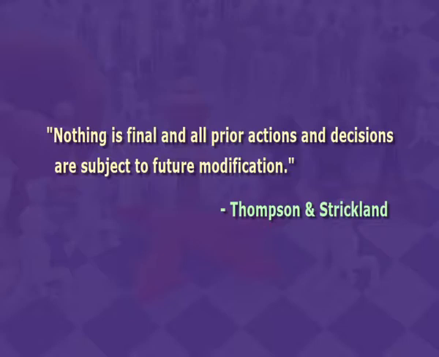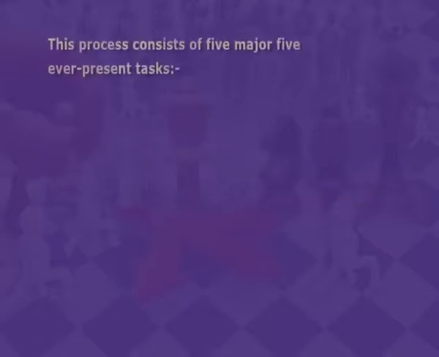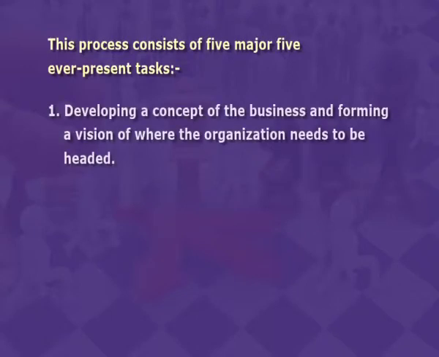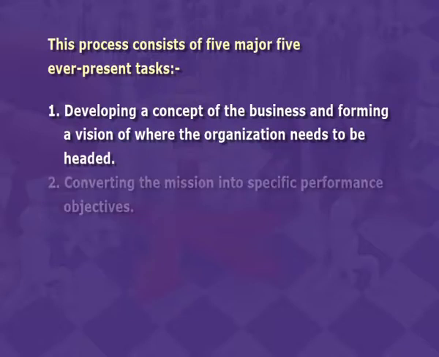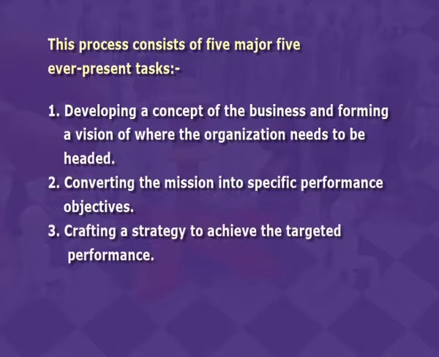The Thompson and Strickland model. According to Thompson and Strickland, strategic management is an ongoing process. Nothing is final and all prior actions and decisions are subject to future modification. This process consists of 5 ever-present tasks. First, developing a concept of business and forming a vision of where the organization needs to be headed. Second, converting the mission into specific performance objectives. Third, crafting a strategy to achieve the targeted performance.